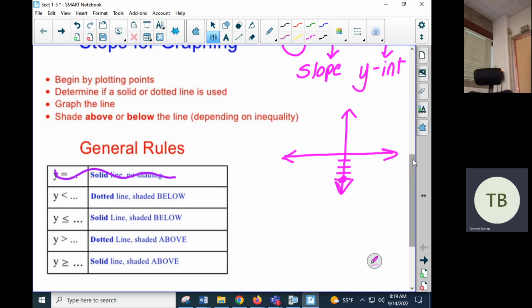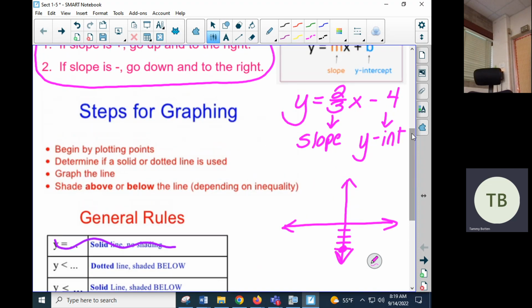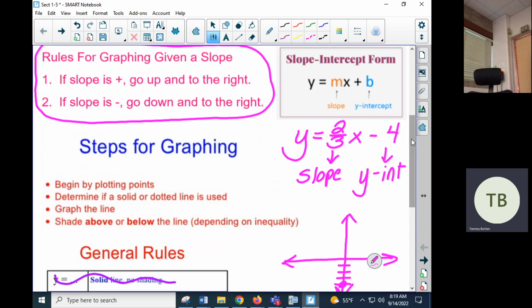Okay, and then what you do with the slope, if it's positive, you would go up and to the right. If your slope is negative, you go down and to the right. So the way I teach it, you always go to the right. If it's positive, you go up and to the right. If it's negative, you go down and to the right.